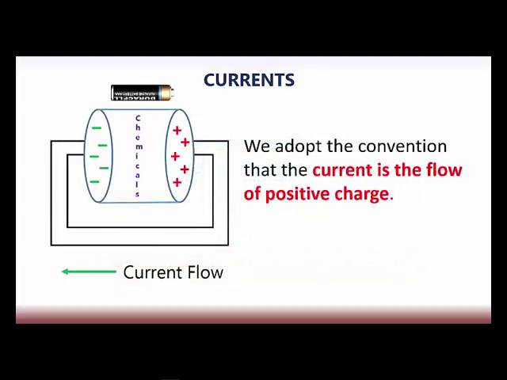I may be overemphasizing this, but we need to remember that current is the flow of the positive charge, even though the positive charges don't flow. It's the electrons that flow through a wire. Now keep this in mind as we look at the next diagrams, which will show the positive charges moving.